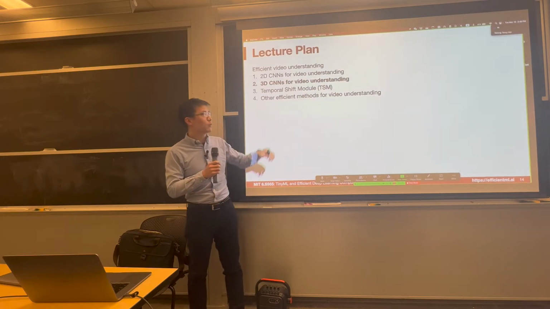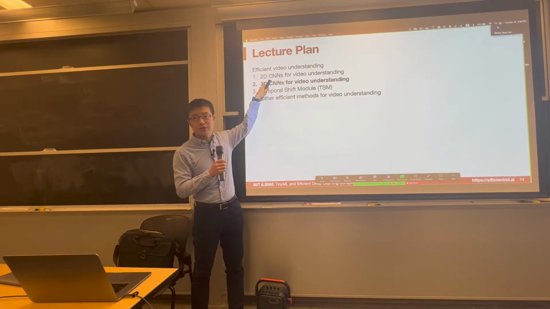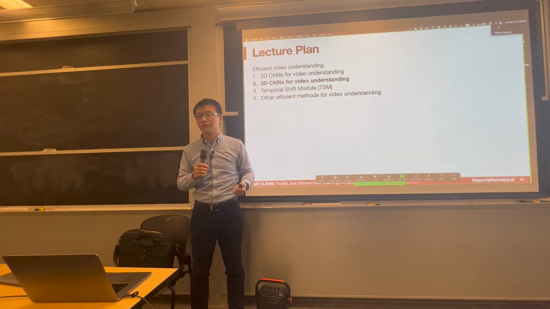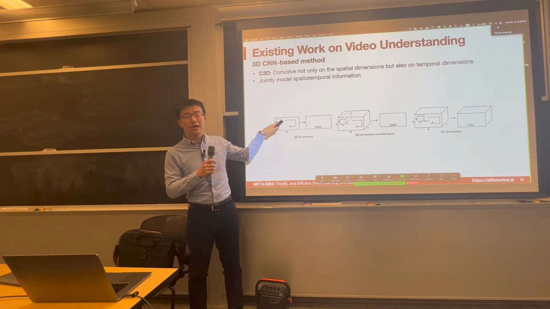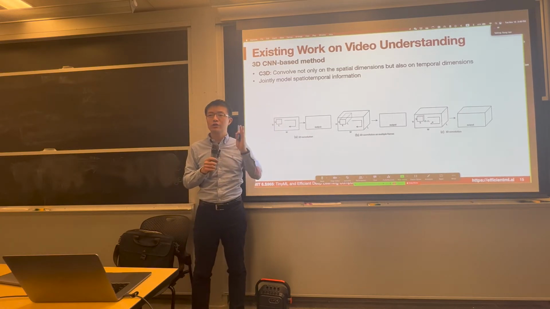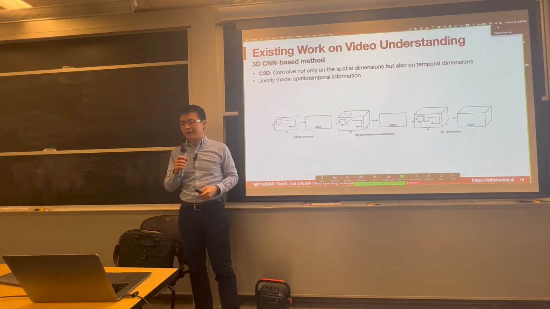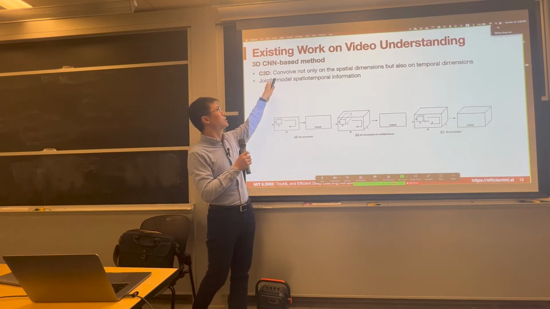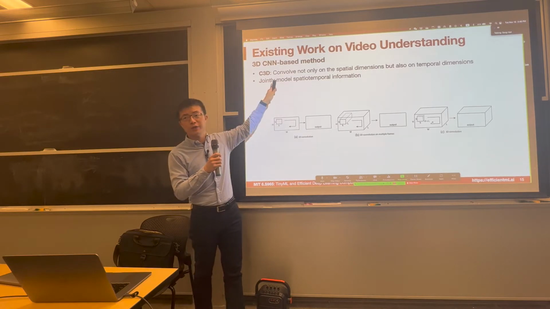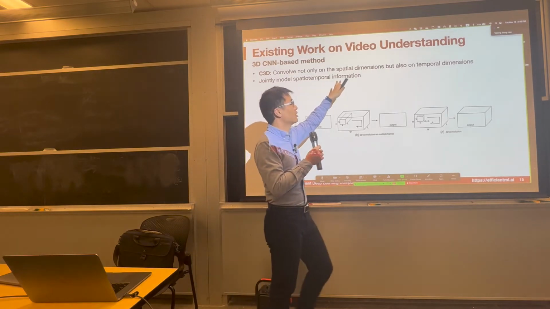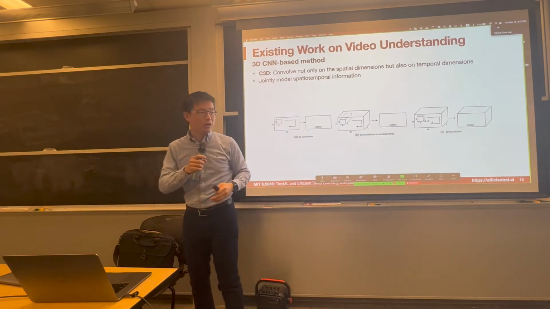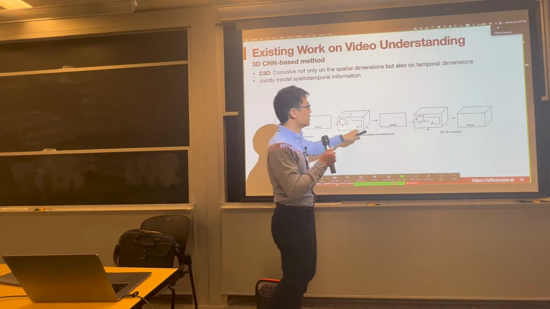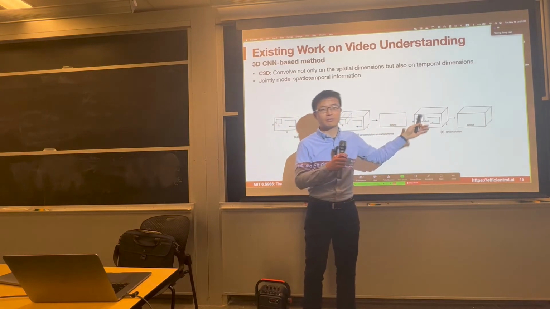So therefore, we are going to shift from 2D to 3D convolutions for video understanding. So what is a 3D convolution? In 2D convolution, we move the convolution kernel in 2 dimensions, the x dimension and the y dimension. In this work called C3D, we convolve not only the spatial dimension, but also the temporal dimension. So we are moving not only in the H and W dimension, but also in the temporal dimension.